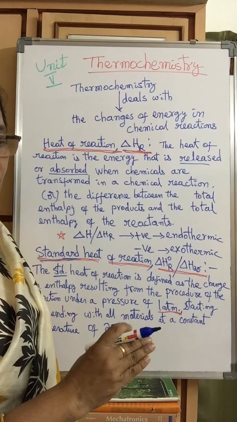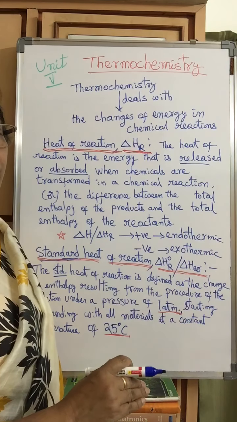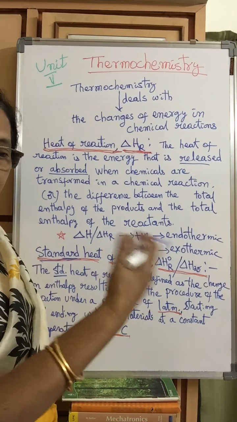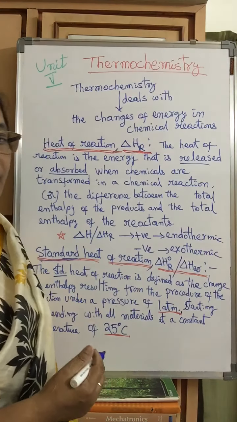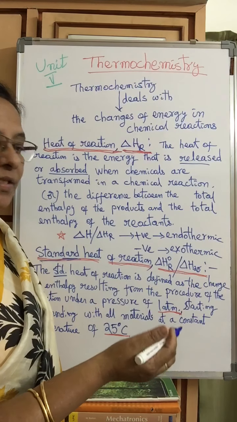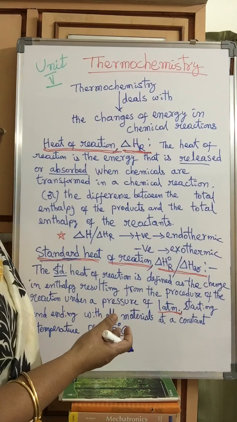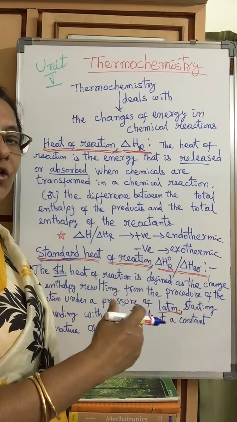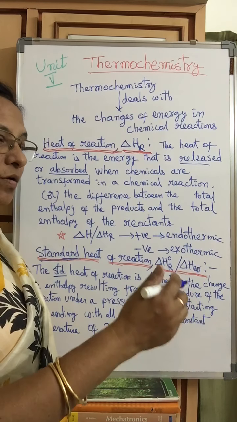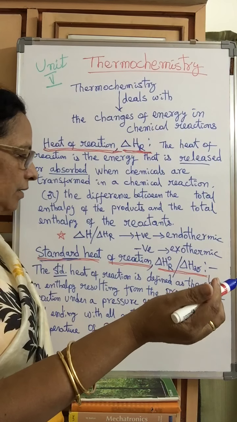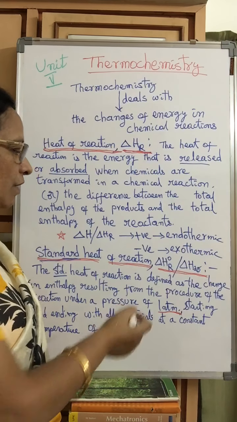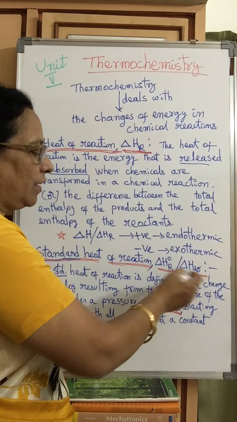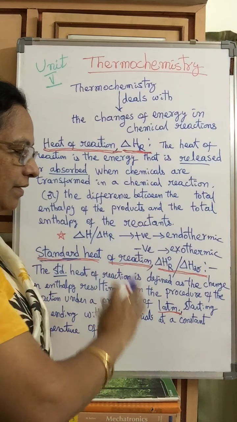Ultimately, at the end of this unit, we will do such problems. That is, when reactions actually are taking place at some temperature other than 25 degrees centigrade, that means reactants may be at some other temperature, products may be at some other temperature. Then how to calculate the change in enthalpy? So before studying that, before doing those problems, first we are understanding the term standard heat of reaction. That is when temperature is 25, because data is available.